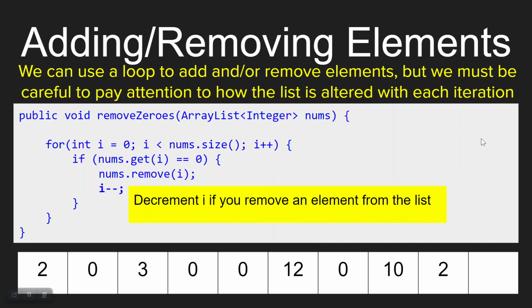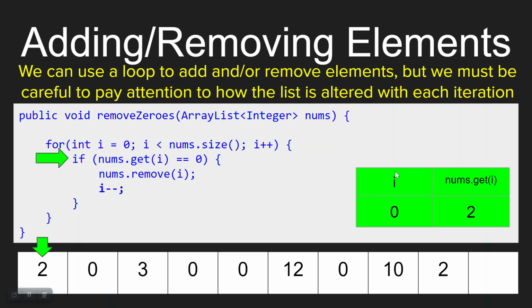There are a couple of ways of doing it, but one common way of doing it is what you see right here. If nums.getI equals 0, let's go ahead and remove nums at I, and then let's do I minus minus. So if you decrement I before you go back up into your for loop, then this is going to help solve that problem. And again, we'll just quickly go through how this works.